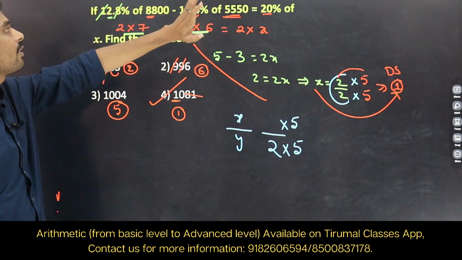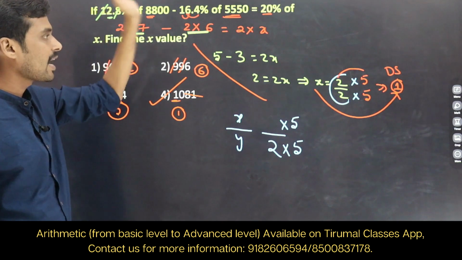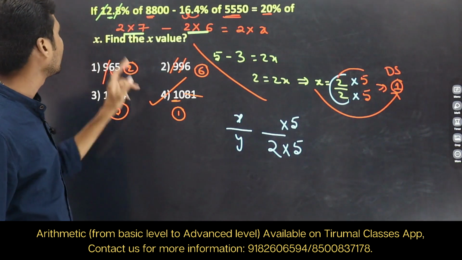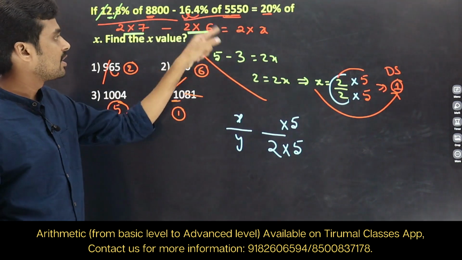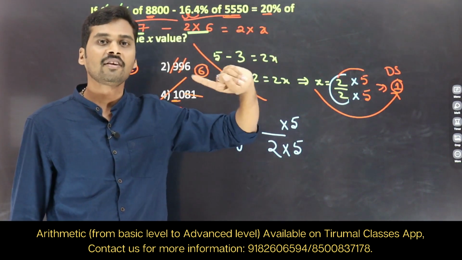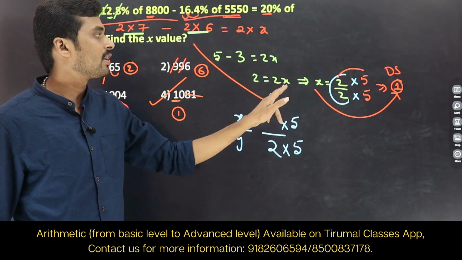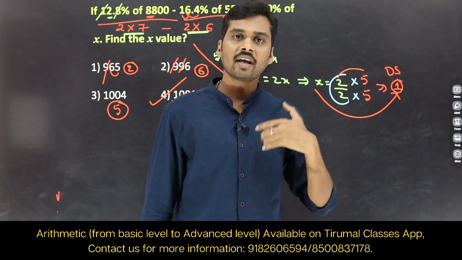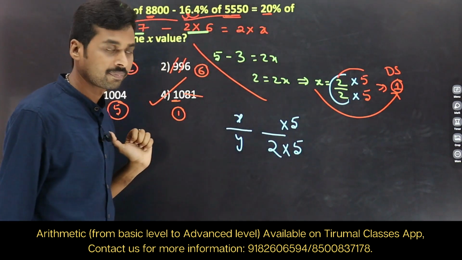If 12.8% of 8800 minus 16.4% of 5550 is equal to 20% of x, then find the x value. Take the ds value directly. Do you understand this? So from the first value we get 5 as the ds. After solving, the ds value of this expression is 3 is equal to 20% of x. So which means that 20%, the ds value is what? 2 plus 0, which is 2, into x. So 5 minus 3 is 2, 2 is equal to 2x. From this, x value is equal to what? 2 by 2. Once you get something in the form of x by y, then while applying the ds concept, just remember these things.